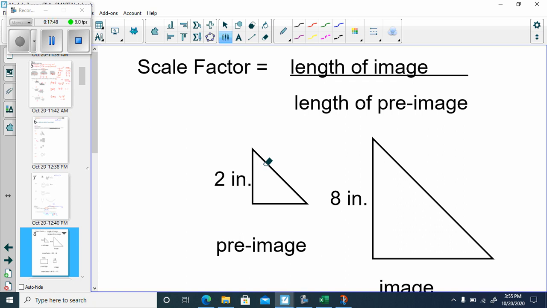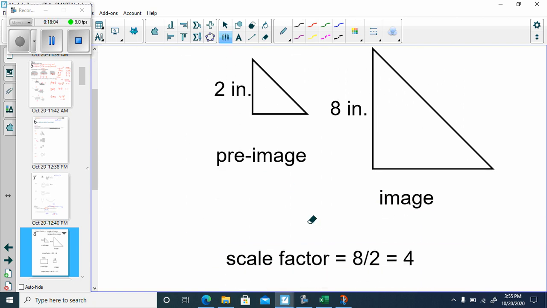So let's look really quickly at scale factor itself. Your scale factor is equal to the length of an image over the length of a pre-image. Well, if this is the pre-image and this is the image, then whenever I work this out, it's 8/2, which is 4, okay? So that means that this one has been multiplied by a scale factor of 4 to get you 8.